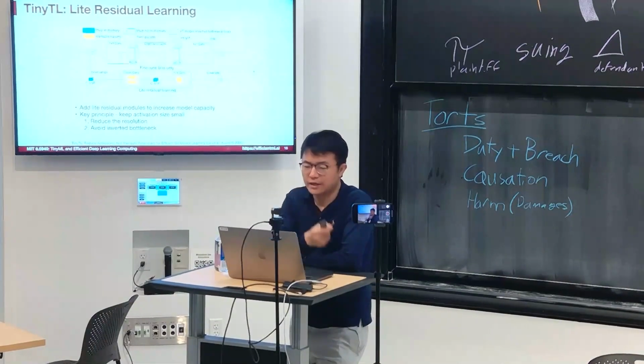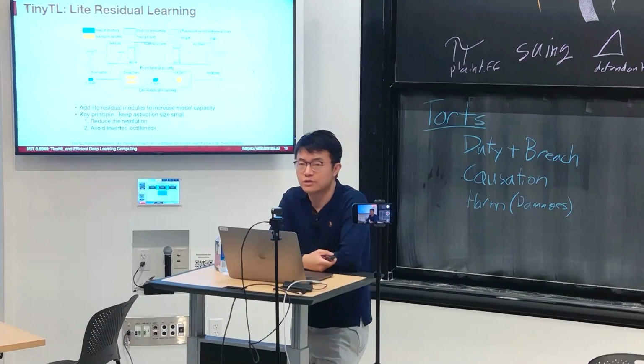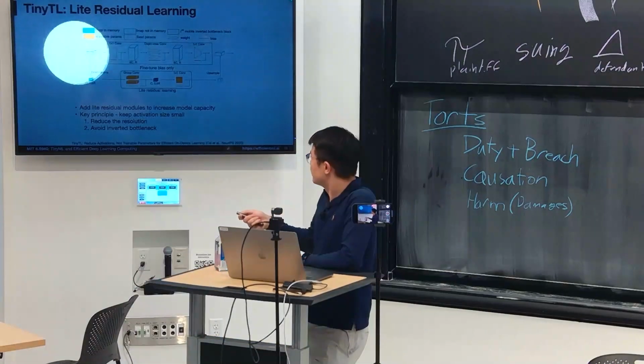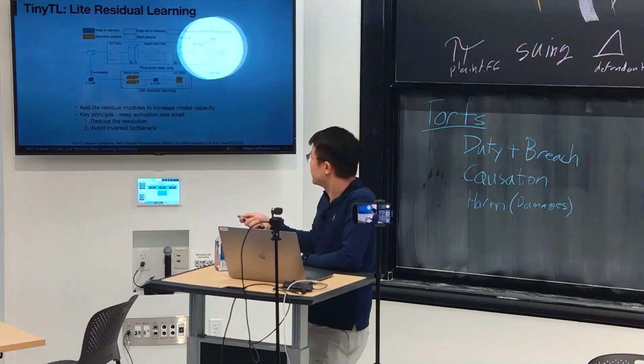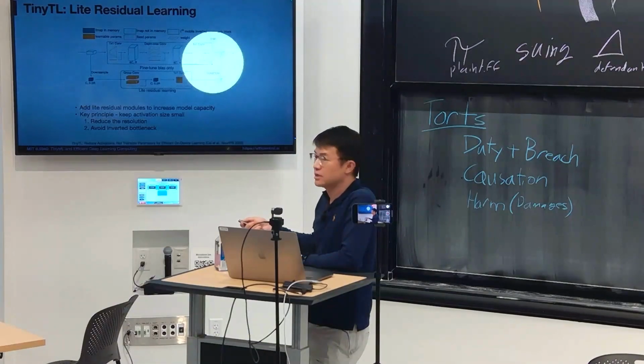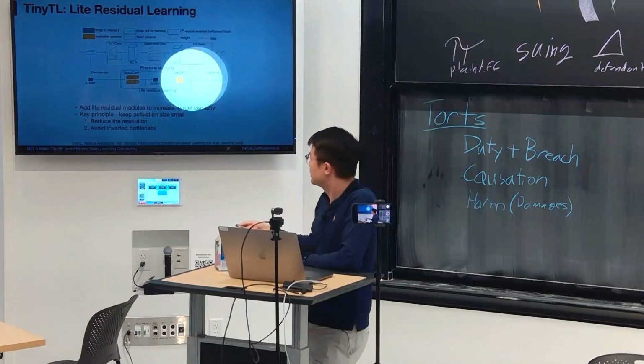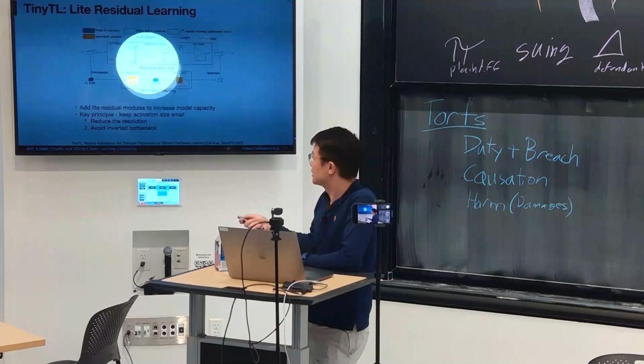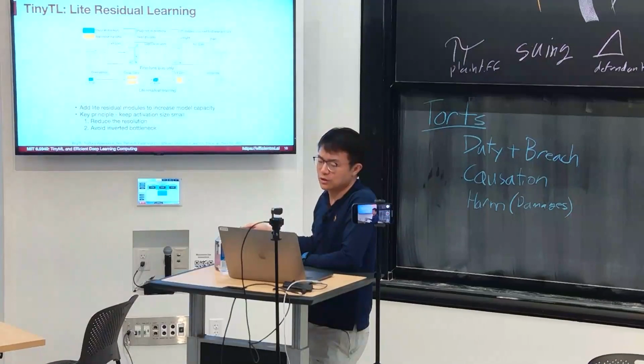Another method is called TinyTL, lite residual learning. This actually was proposed by us before LoRA, basically saying, given the main branch, which is pretty heavy, we can add a very lightweight side branch and only update the parameters on the side branch. We call it lite residual learning. We only learn the residual rather than learning the absolute change.